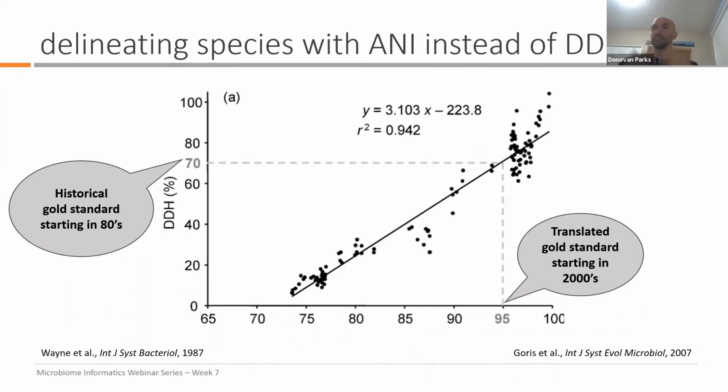It was the value that just fit with the data that they had. And this criteria, because it became a standard and became commonly used, was translated over to an ANI criteria in 2007. That is what this plot is showing, that 70% DDH corresponds roughly to 95% ANI. Now, what you can see here is that this translation is, of course, not perfect. You do have cases where you have strains where their DDH is below 70%, but their ANI is actually above 95%.